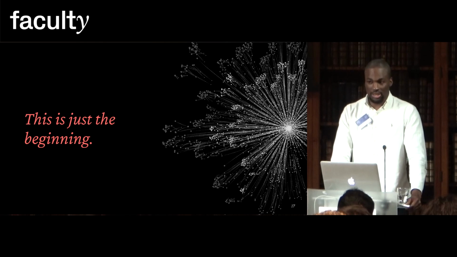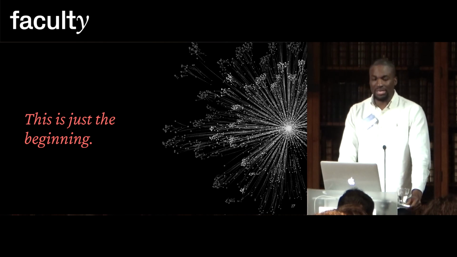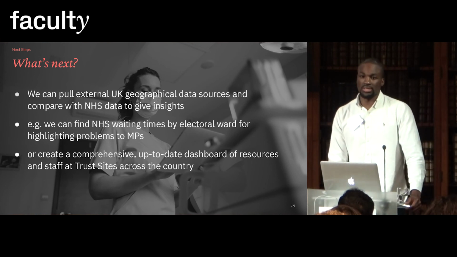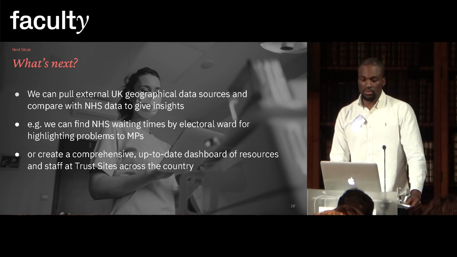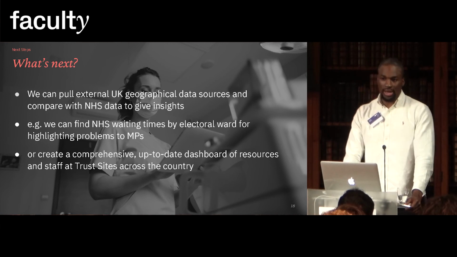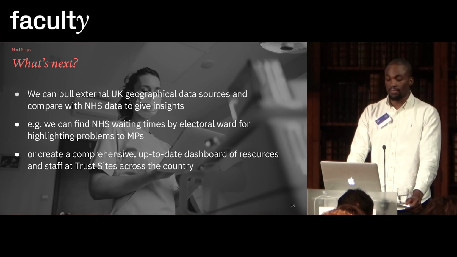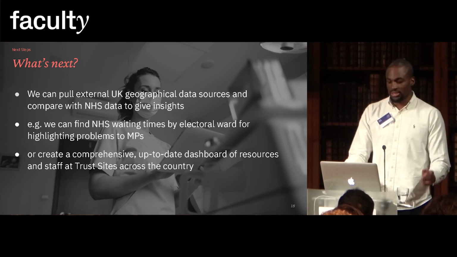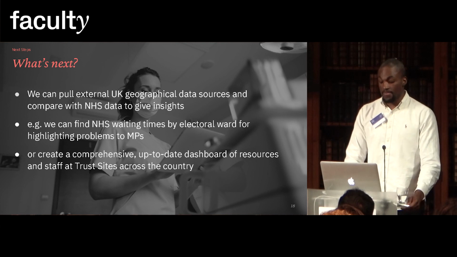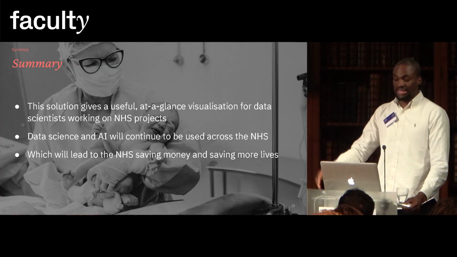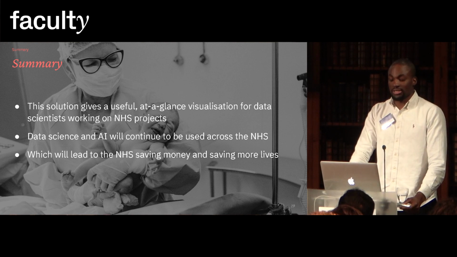What I built was essentially a proof of concept, a kind of MVP. We can now extend it for different data sources across the UK. For example, this example here shows we can find waiting times by electoral ward and highlight that to different members of parliament. And so now we can get more interesting data and compare it to this. So in summary, I built an at-a-glance visualization for data scientists working on NHS projects.